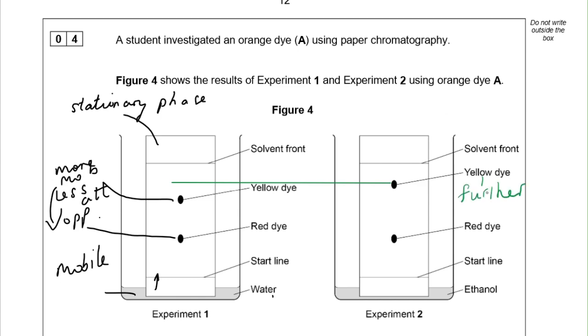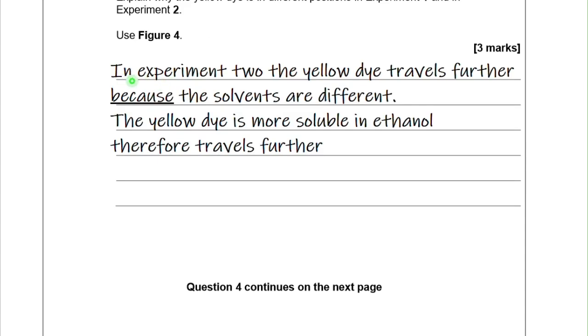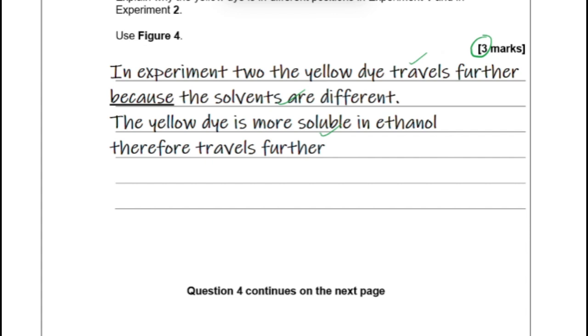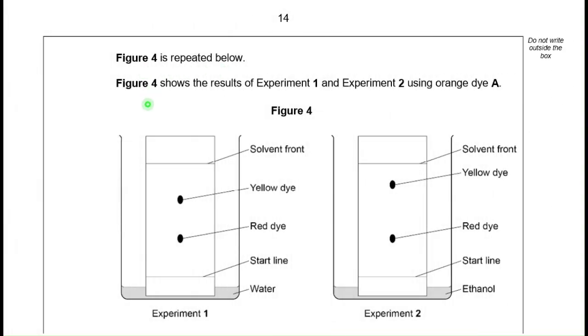But let's write this out for our 3 marks. In experiment 2, the yellow dye travels further because the solvents are different. The yellow dye is more soluble in ethanol and therefore travels further. 1 mark for saying in experiment 2 the yellow dye travels further, 1 mark because the solvents are different, and 1 mark for the yellow dye being more soluble in ethanol. 3 marks. Figure 4 is repeated below.